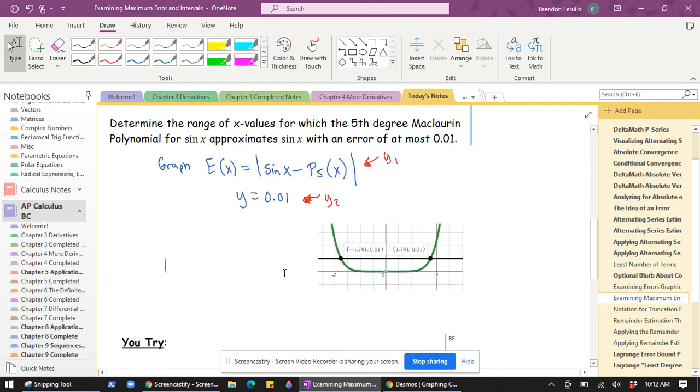Okay, so that range of x values is 1.761 and negative 1.761.